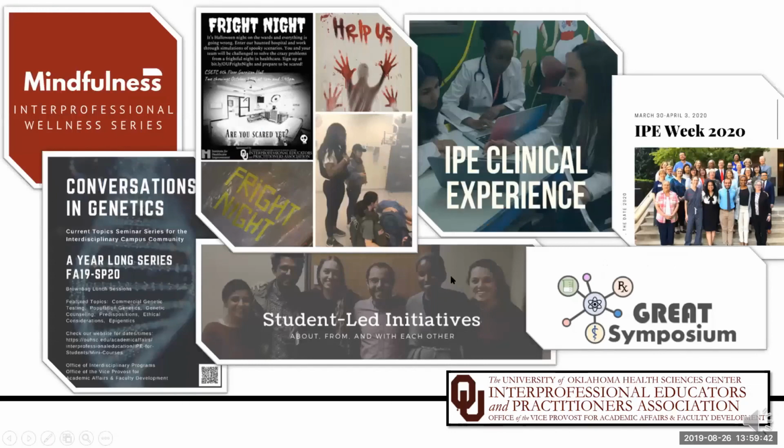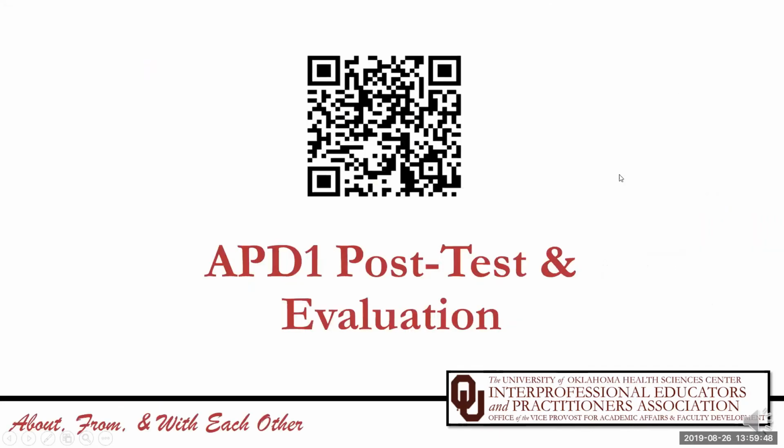These are a listing of the activities they will see advertised on campus, with Fright Night being the one that's coming up most quickly. Students can take their phones again and either capture the QR code that appears on the screen or use their phone to capture the one that's on the handout. The post-test and the evaluation are available at the QR code. Encourage students to complete both of those while sitting at the table if possible.